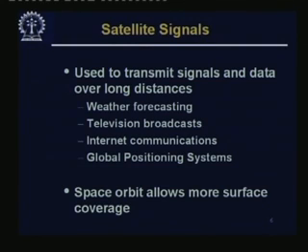These signals are used to transmit signals and data over long distances, for weather forecasting, television broadcast, internet communication, global positioning system. So, these are various applications of satellites, and space orbit allows more surface coverage.